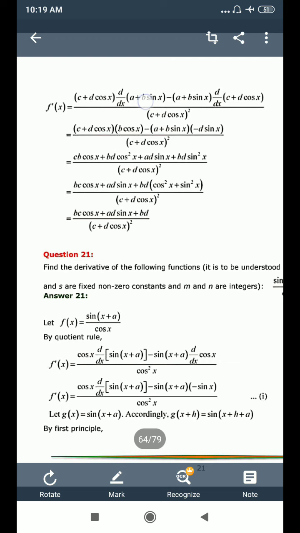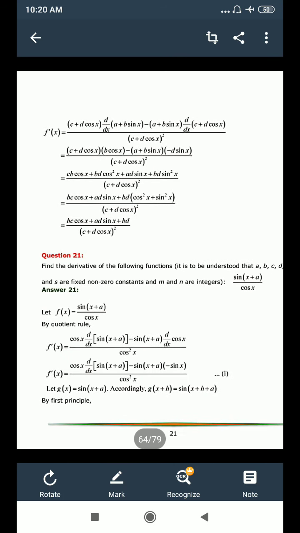A plus b sin x means differentiation of a is 0. When we differentiate b sin x, we will keep b outside. It will be b into differentiation of sin x, that will be b cos x. Similarly, differentiation of this c is 0. For d cos x, we will keep d outside, and differentiation of cos x will be minus sin x. So it is minus d sin x. Now you further simplify it to get the desired answer.